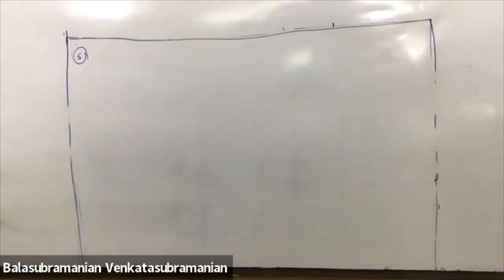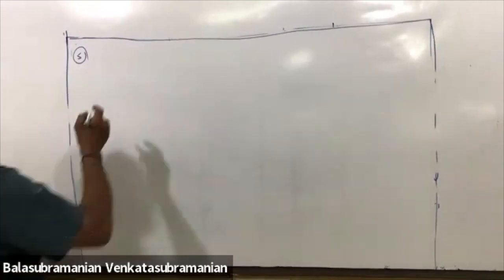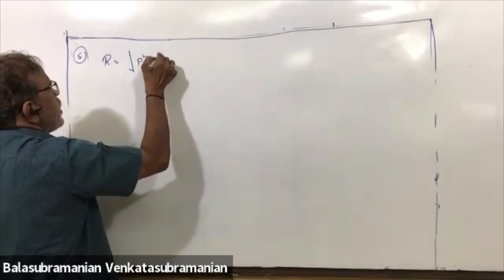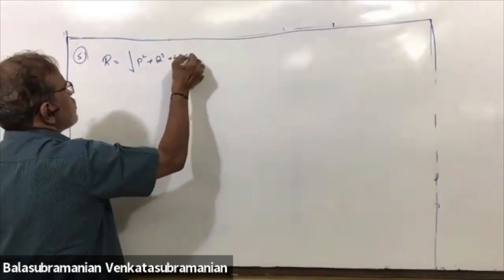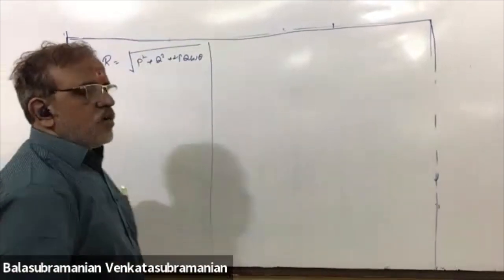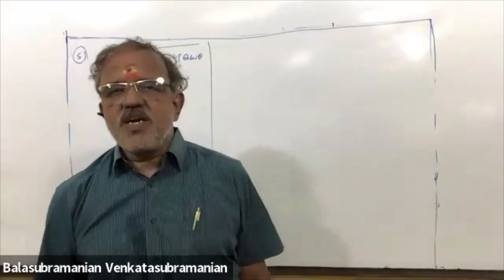Calculate the angle between a 2 Newton force and a 3 Newton force so that the resultant is 4 Newton. Simple, straight from the formula: R equals root of P square plus Q square plus 2PQ cos theta. Even though the formula is the same, they are giving a different concept.